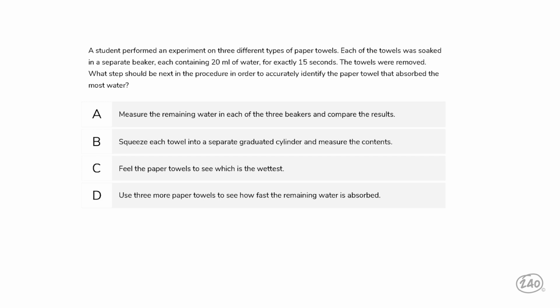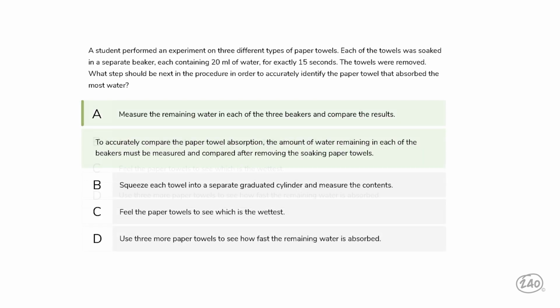There is only one answer here that allows us to get a measurable difference in our paper towels, which is super important whenever you're conducting an experiment. Choice A is correct. To accurately compare the paper towel absorption, the amount of water remaining in each of the beakers must be measured and compared after removing the soaking paper towels. Competency 2, check. We just got one more to go.